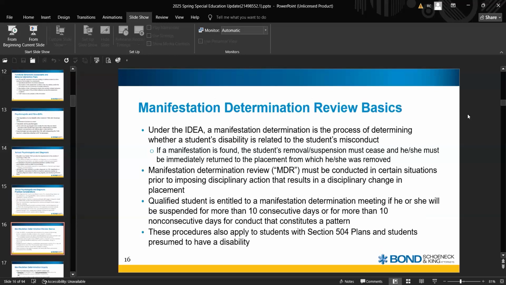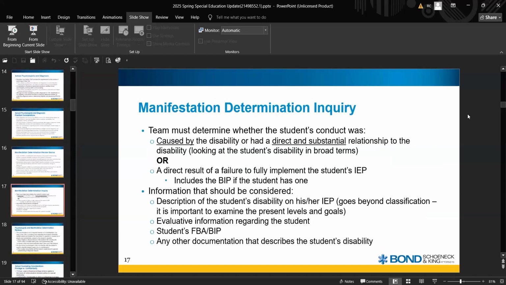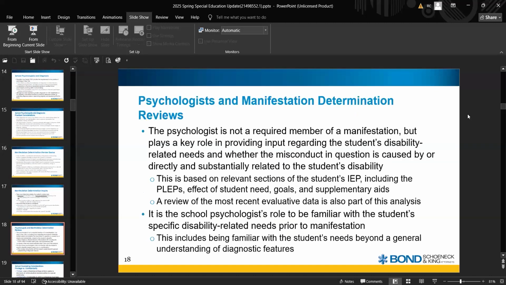Manifestation determination reviews. So we know that there's certain circumstances where we have to conduct a manifestation determination if a student's going to be suspended for more than 10 days in a row or for more than a total of 10 days in the school year cumulatively, and this most recent reason constitutes a pattern. And then we're determining at manifestation whether the misconduct was caused by or directly and substantially related to the student's disability or a direct result of the failure to implement the student's IEP, which would include a BIP.